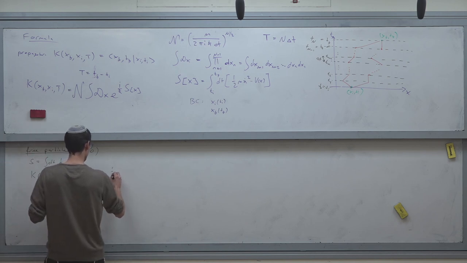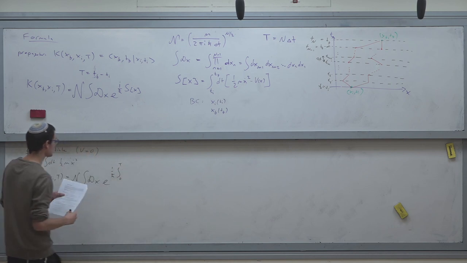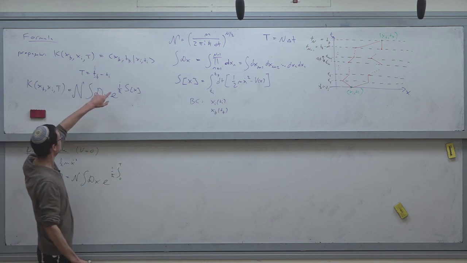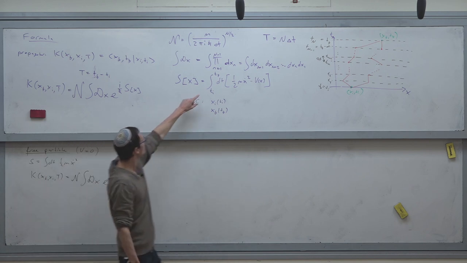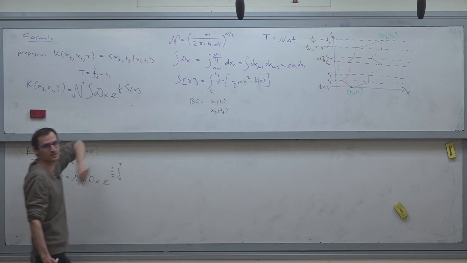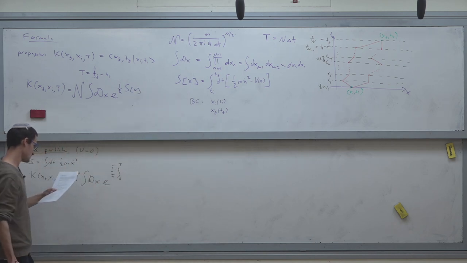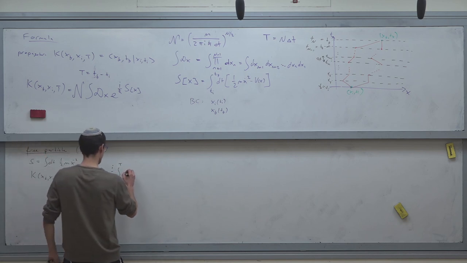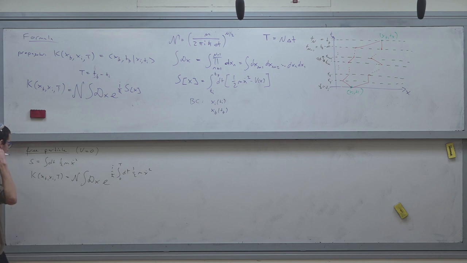e to the i over h bar integral from 0 to capital T. So instead of integrating from t initial to t final, I can just, because it doesn't depend on the absolute time, I might as well shift it from 0 to capital T, which is what I'm doing here. There's an i, and then there's the action, the Lagrangian squared. There we go. How are we going to compute this?